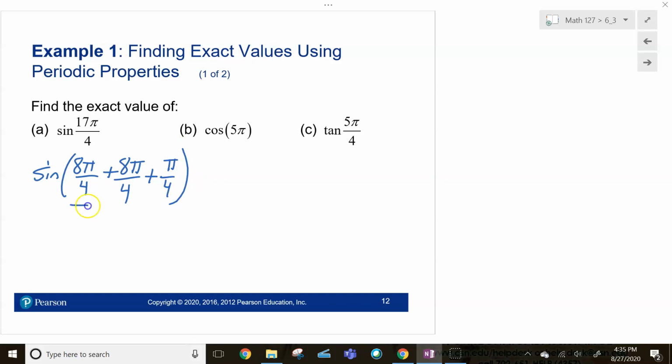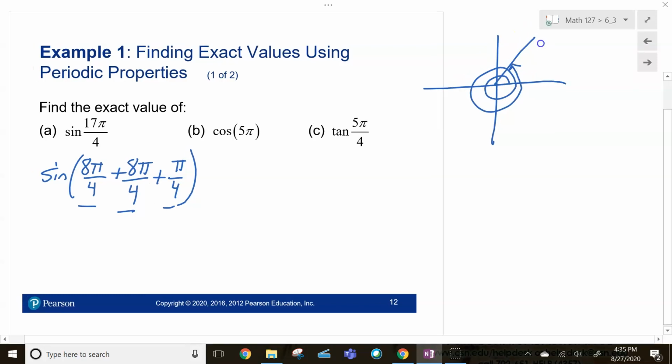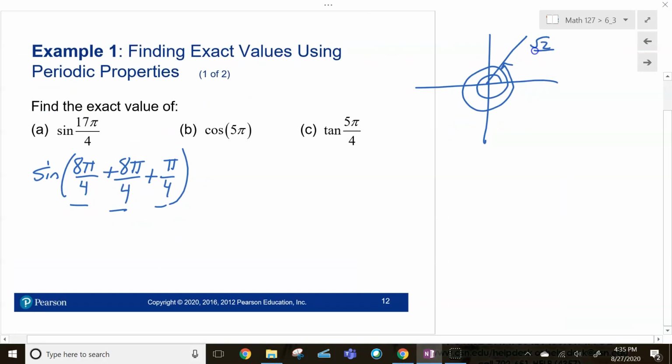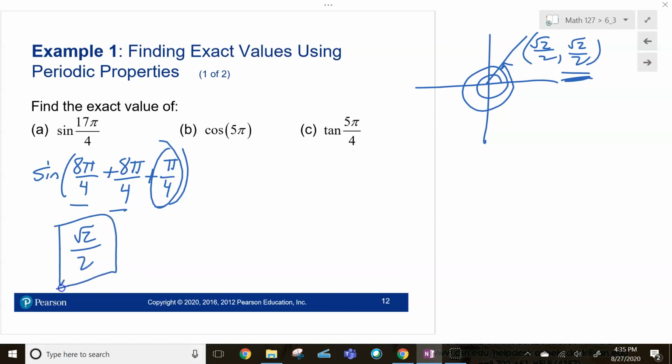So this is going around 1 revolution, 2 revolutions, plus pi fourths. Where am I at? I'm at the same spot as pi fourths is. It's the exact same thing as the sine of pi fourths. What's the sine of pi fourths? It's the y value, root 2 over 2.